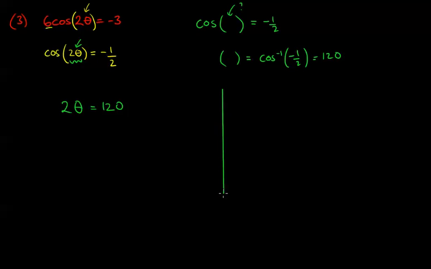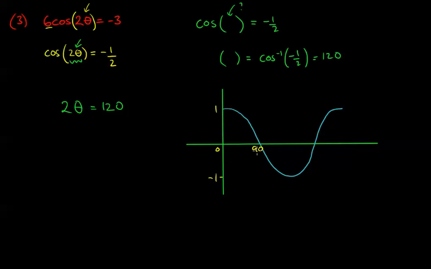So let's draw a sketch of the cosine wave first of all. The cosine wave starts at the top, loops around and back to the top. It's got a height of 1 and the lowest point is minus 1. It starts at 0, hits zero here at 90, hits the lowest point at 180, and then 270, and then repeats itself at 360. Now, what we've just worked out is that cos of something to equal minus a half is 120, right? So the something's got to be 120.